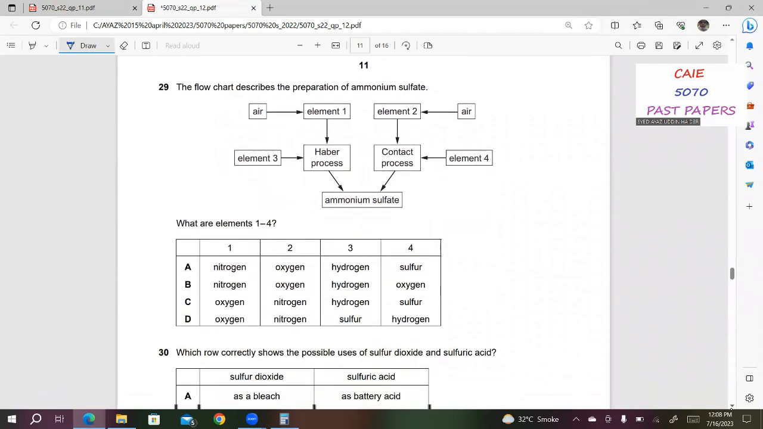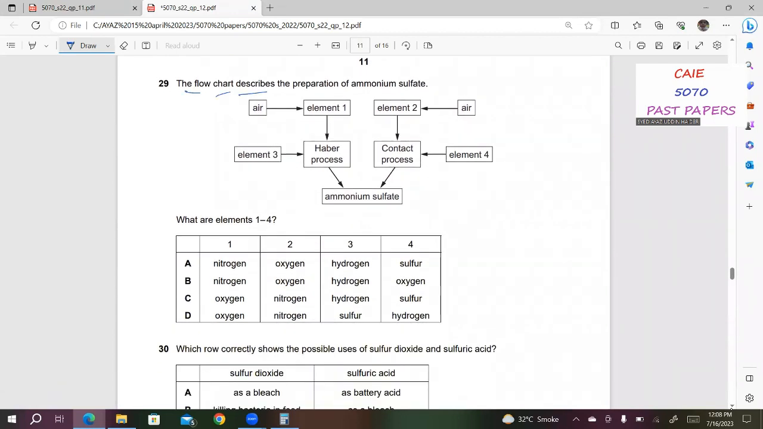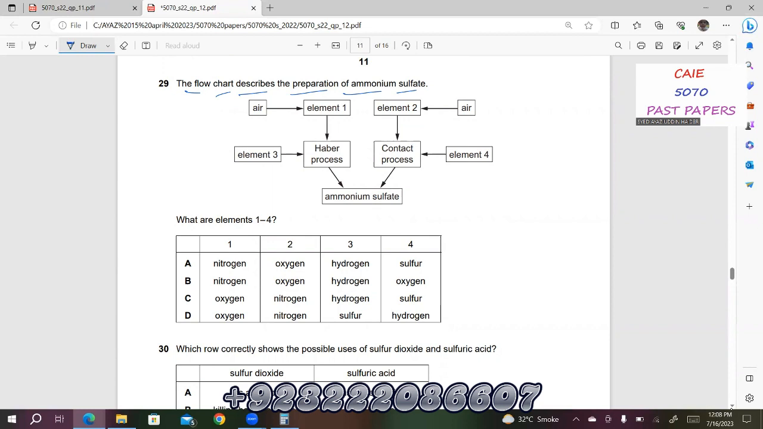29. The flow chart describes the preparation of ammonium sulfate. Air, element 1, Haber process. Element 3 is entering in Haber process and we're getting ammonium sulfate. On the right hand side, we are getting element 2 from air and we are bringing that to contact process and we are getting with element 4. And in the end, we are getting ammonium sulfate. What are elements 1 to 4?